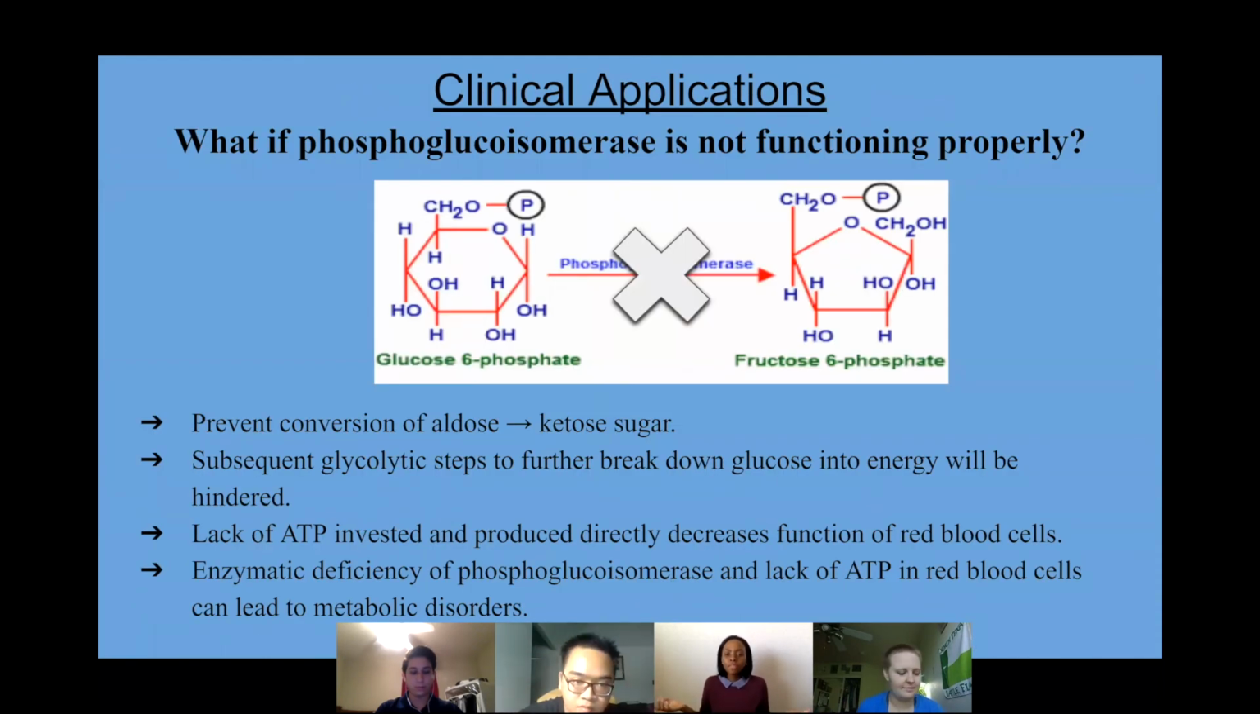So what if phosphoglucoisomerase is not functioning properly? Well, this will prevent the conversion of an aldose sugar into a ketose sugar, which could hinder subsequent steps of the glycolytic pathway that are needed to break down glucose and produce pyruvate, NADH, and ATP as energy. Specifically, the lack of ATP and an enzymatic deficiency in phosphoglucoisomerase directly affects red blood cells and can lead to metabolic disorders within the body.